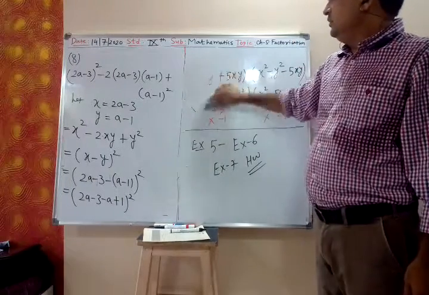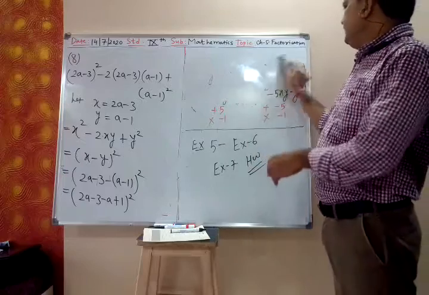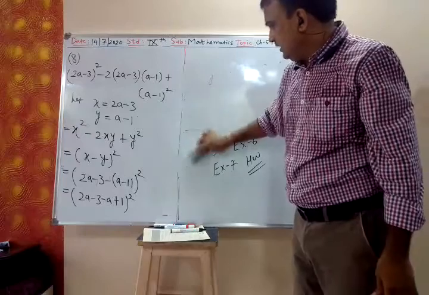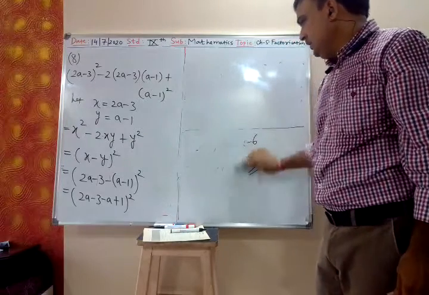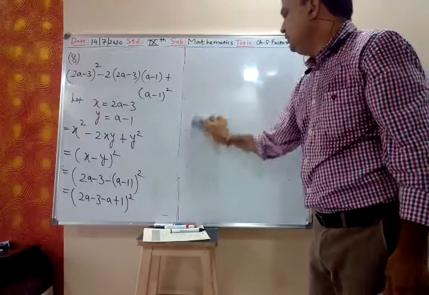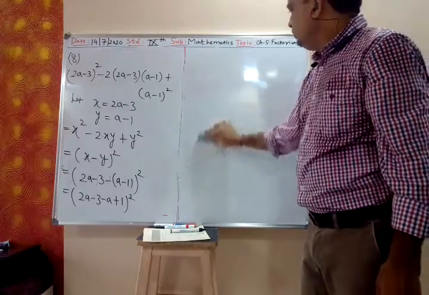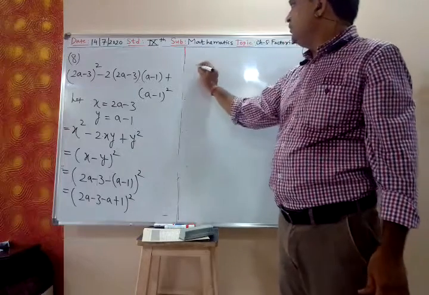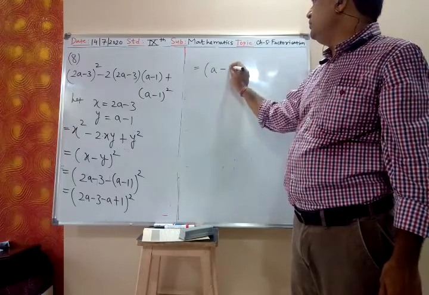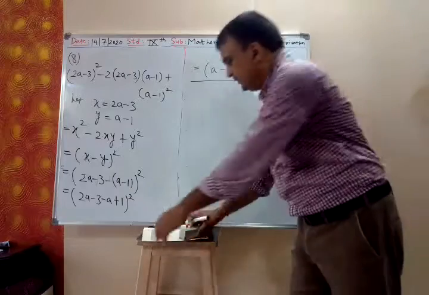Are you getting? 2a minus 3, simplify. Take the same terms together, like terms together. Yes, a minus 2 whole square. 2a minus a is a. Then minus 3 plus 1 is minus 2. A minus 2 whole square, and this is the answer. Stop there.